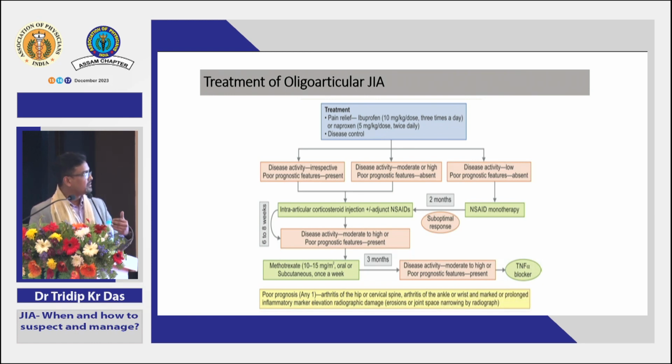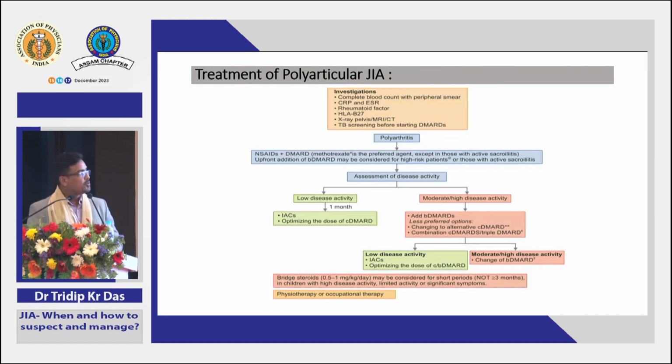If it is not improving and disease activity is moderate to high after 6 to 8 weeks, definitely go for methotrexate. Even if it is not controlled after 3 months, then you can go for a TNF alpha blocker. Similarly, in polyarthritis, we should start with non-steroidal anti-inflammatory drugs plus conventional DMARDs, except in case of sacroiliitis, where we can start with biological DMARDs.